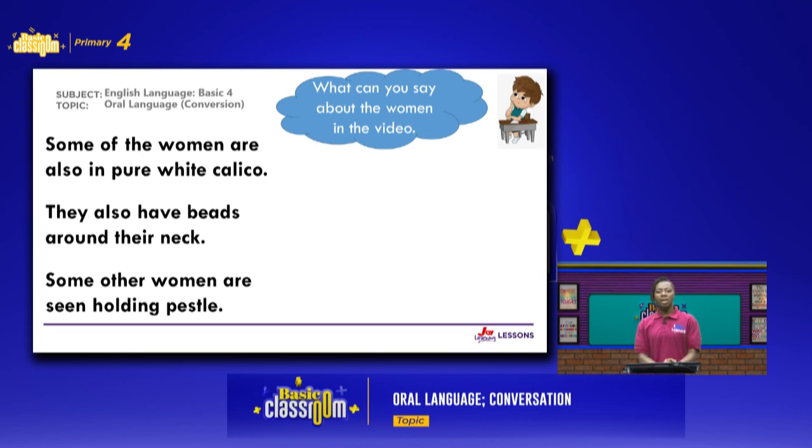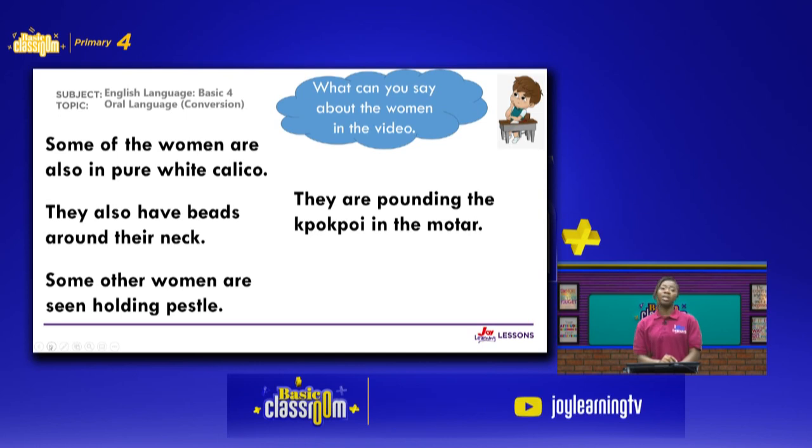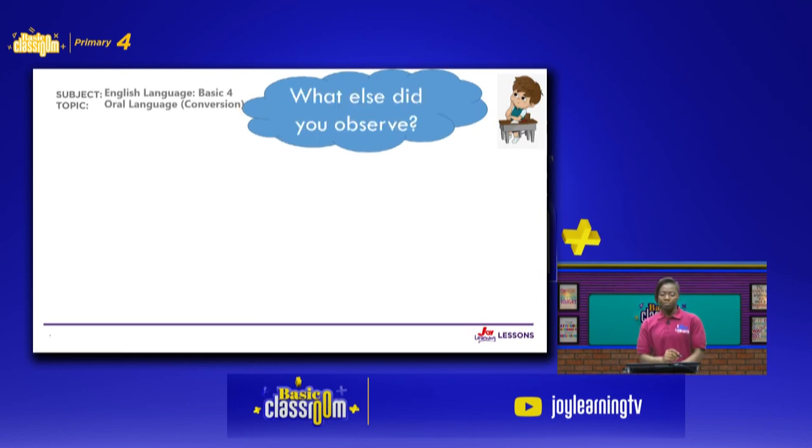The third set had some pestles in their hands. I'm talking about the pestle we use in pounding fufu. This one is the pestle that we use in pounding palm nuts. Yes, the pestle we use in pounding palm nuts. And we saw some women in the video holding these pestles. And what are they using it for? They were using it to pound the mokoi in a mortar, like it was seen in the video.